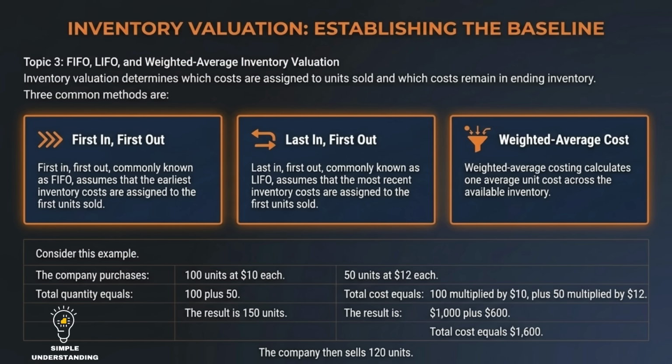Consider this example. The company purchases 100 units at $10 each, 50 units at $12. Total quantity equals 100 plus 50. The result is 150 units. Total cost equals 100 multiplied by 10 plus 50 multiplied by 12. The result is 1,000 plus 600. Total cost equals 1,600. The company then sells 120 units.